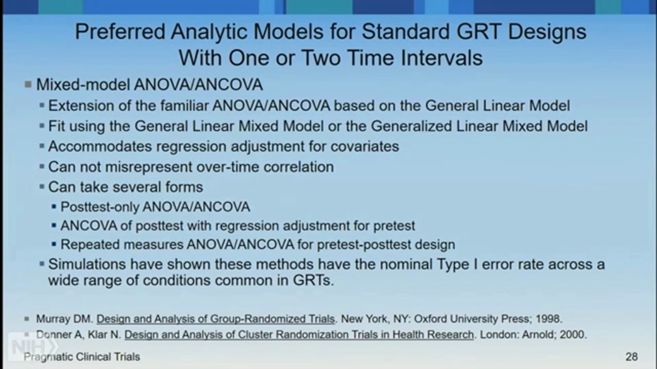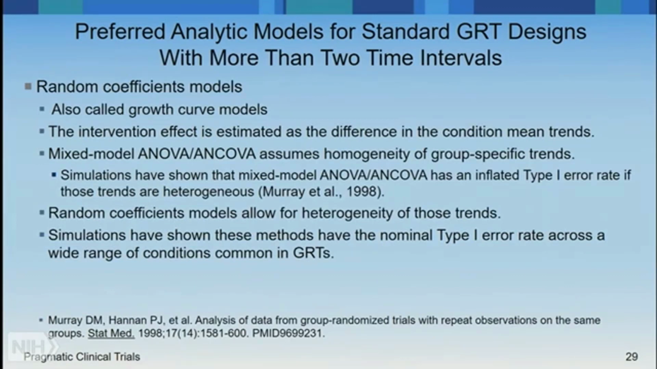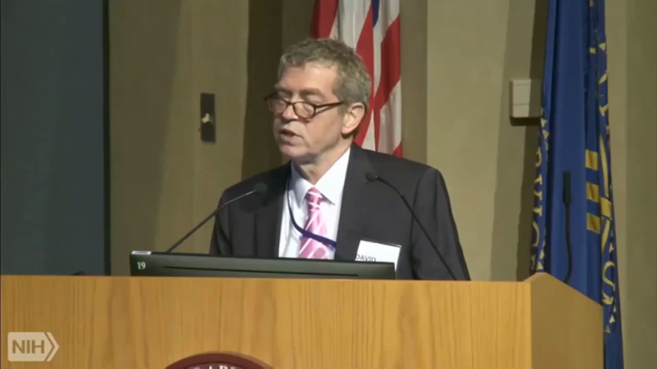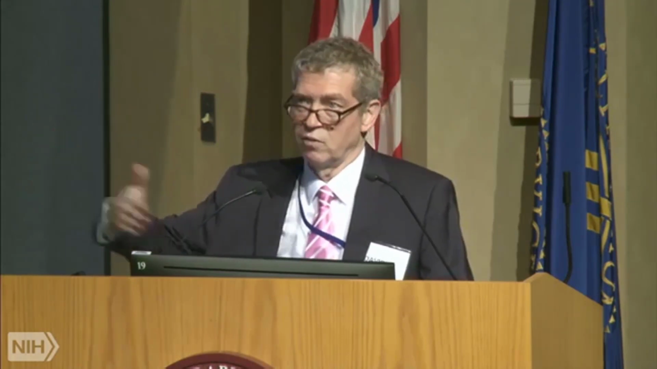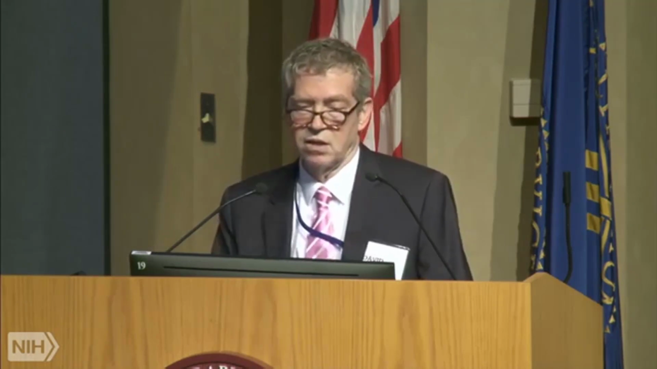All of those models, if implemented correctly, will have a nominal type 1 error rate, and they're perfectly reasonable to do. I can fit them using the general linear mixed model if I have continuous outcomes, or the generalized version if I have dichotomous or count data. And there are many sources on these methods, so I can recommend them wholeheartedly. If you have more than 2 time points in the design, and you could have 3 or 4, maybe 1 baseline and several follow-ups, and you're only going to look at baseline and 1 follow-up adjusted for baseline, you can use the methods I talked about a moment ago.